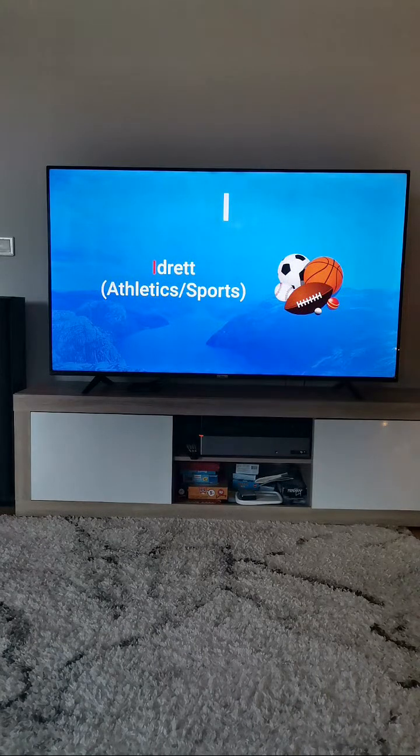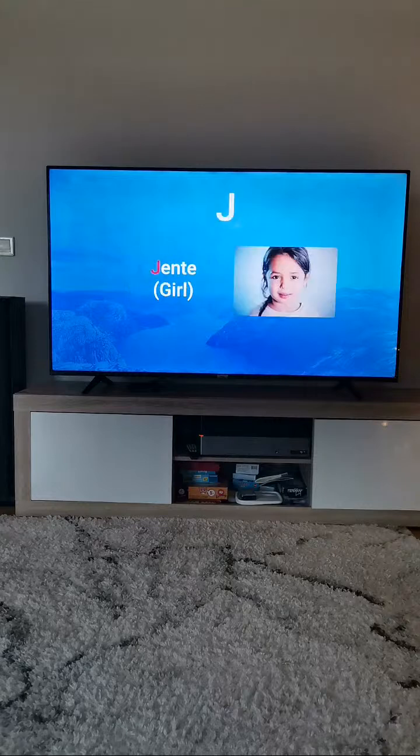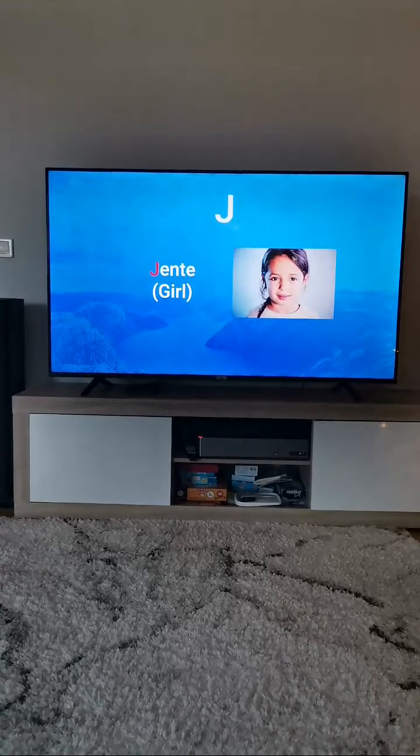I, idrett. An example of the long and short pronunciation of I is sier, ikke. J, jod. So this letter can actually be said in two different ways when you say the actual letter itself. It's either jå or yod. It doesn't matter which one you use. Everyone understands both. Jå is more common than yod. When pronounced, this letter sounds like the English Y.